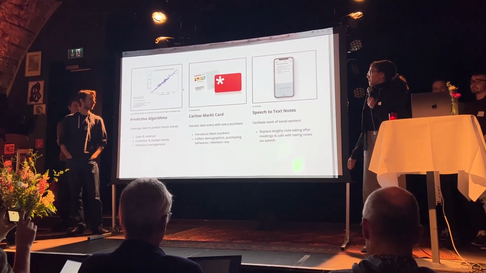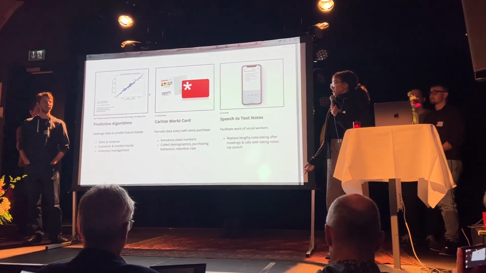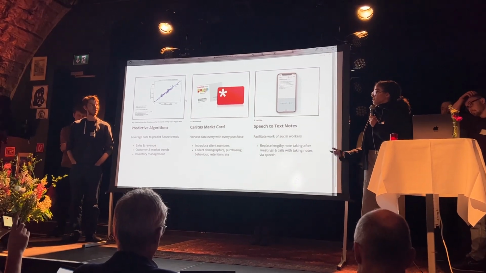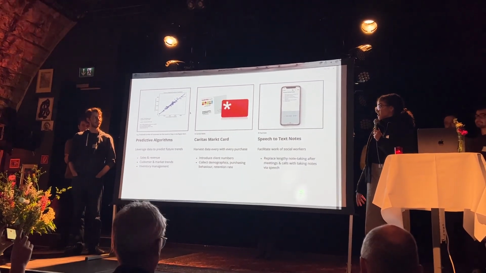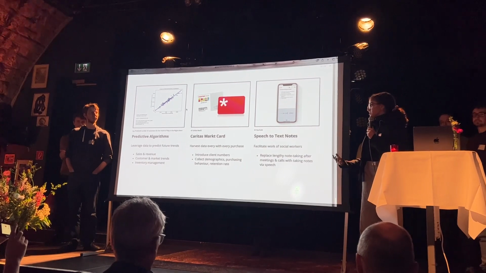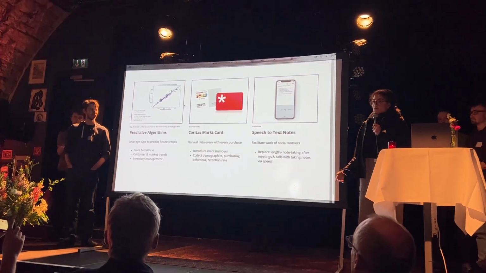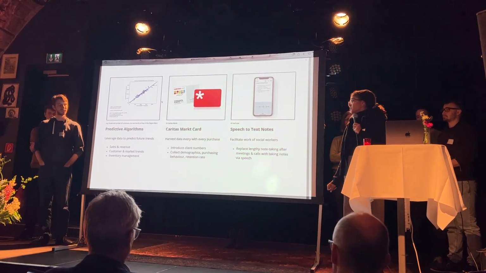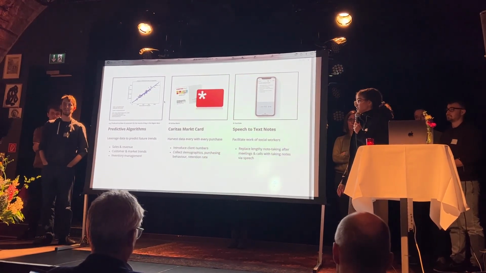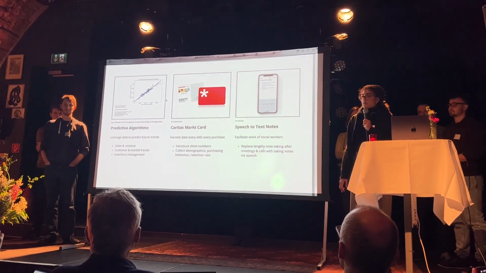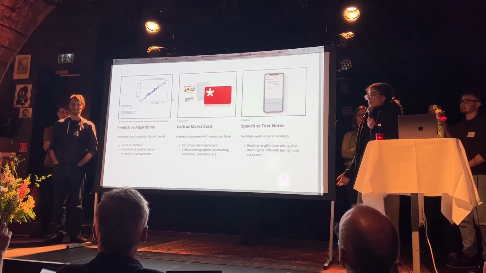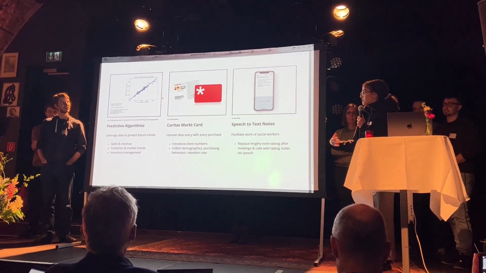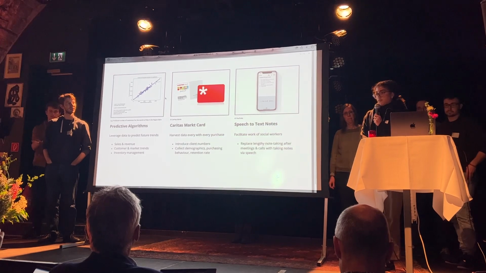Then the second idea we had was to track data using the Caritas Market Card, so that every time somebody goes to the market and purchases something, we can harvest that data to collect demographics, the purchasing behavior, and also the retention rate. And the last one is to facilitate the work of social workers, which is a speech-to-text notes application that replaces the lengthy process of note-taking, so they can just do a simple voice message where the notes are then taken after meetings and calls.